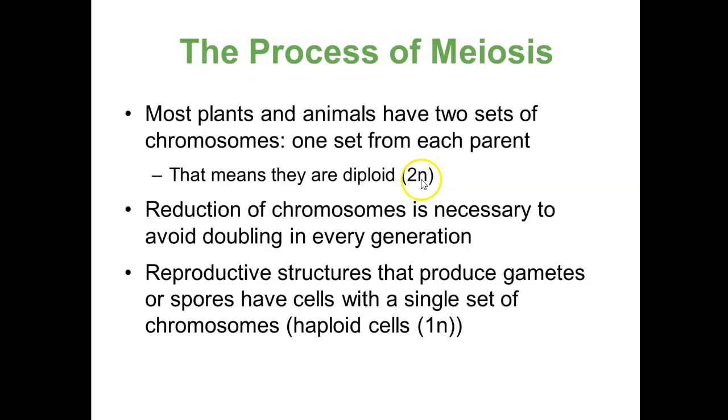So in this case, N represents the chromosome number, and 2N is 2 times that number. For instance, in human beings, the chromosome number N is 23. 2 times 23 is 46. And that's how many chromosomes we have in each of our diploid cells, which is to say our somatic cells, the body cells.